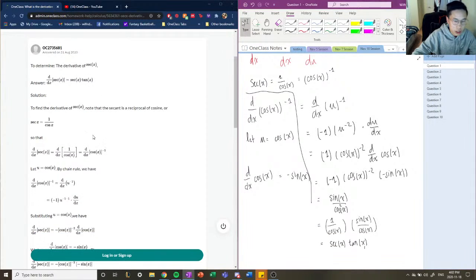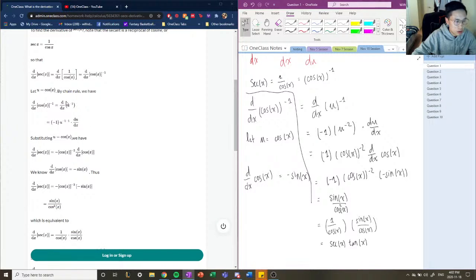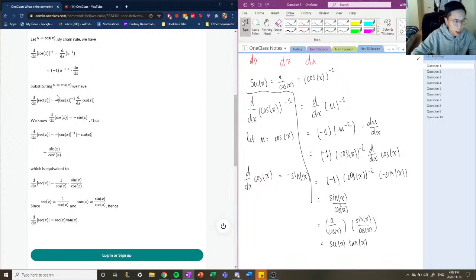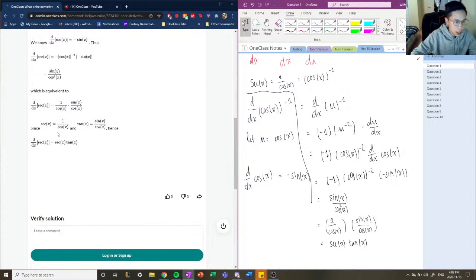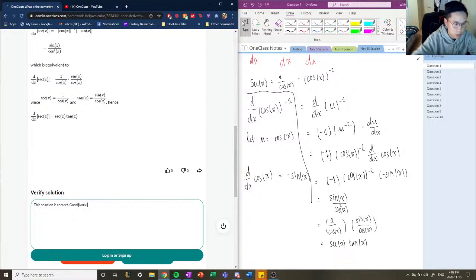The junior tutor also used the solution that I used. They used the chain rule, subbed in u to be equal to cos, and then they derived u, subbed u back in and derived the cos. Then they simplified everything together to get secant x tan x. So the solution is correct.